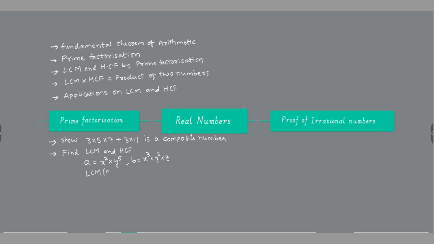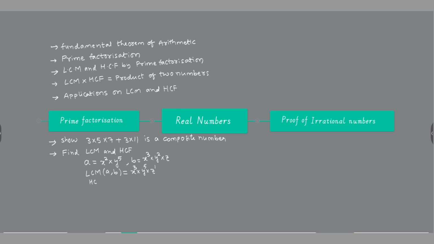When we find the LCM of these two numbers, we list all the prime factors in both the factorizations, that is x, y and z. Then we take their highest powers. X highest power is 3, y highest power is 5, z highest power is 1.